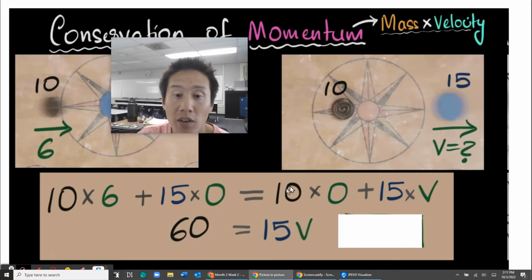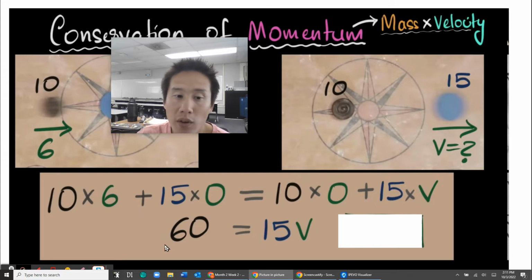This button has a mass of 10 and no velocity, so the momentum it carries is 0. It's simply not moving. But this blue button over here is moving. We just don't know how fast. So we rewrite it as 15 mass times v, and then we simply solve for v.